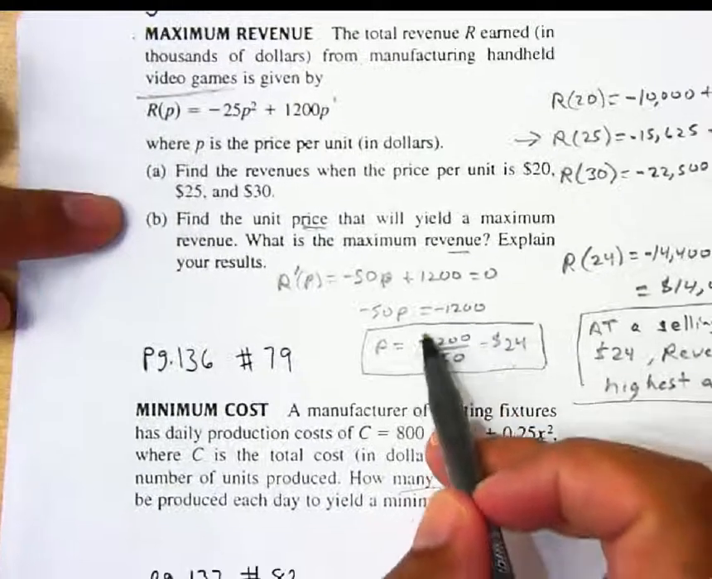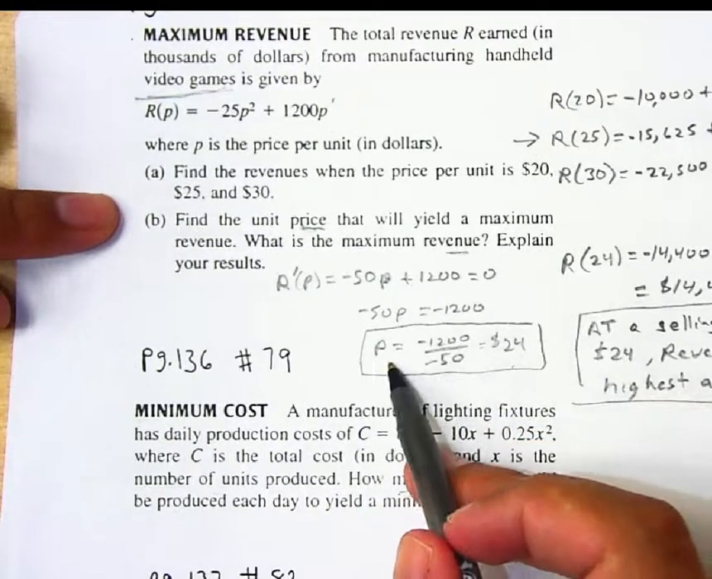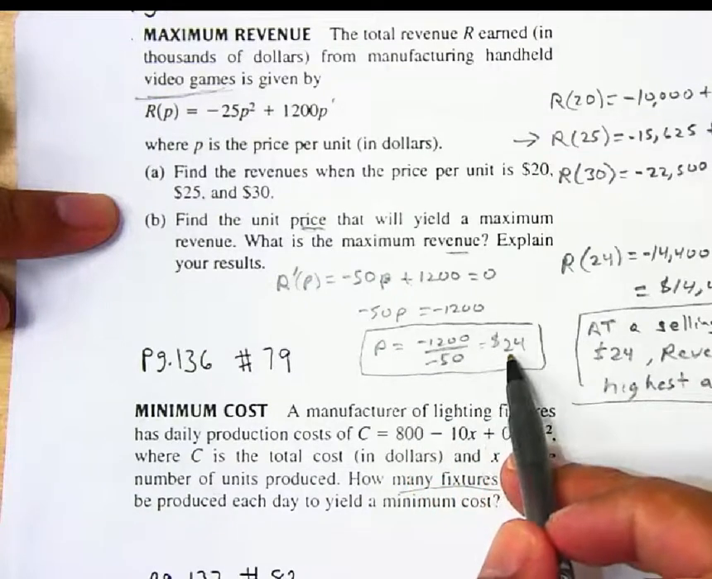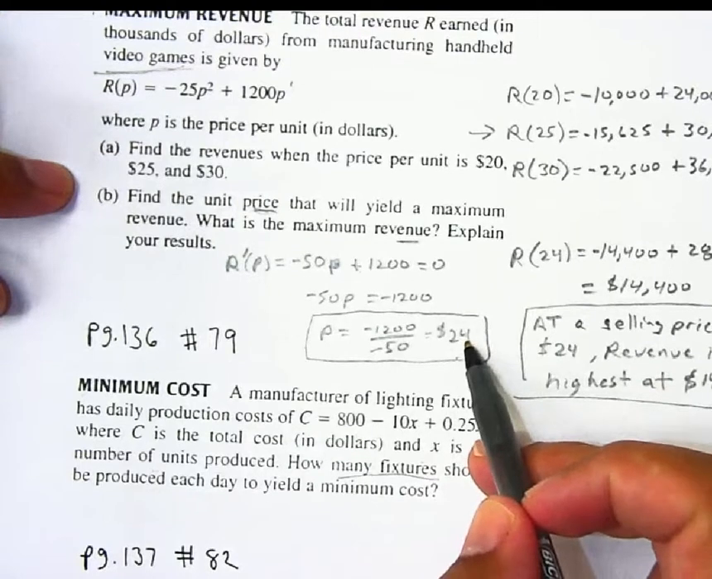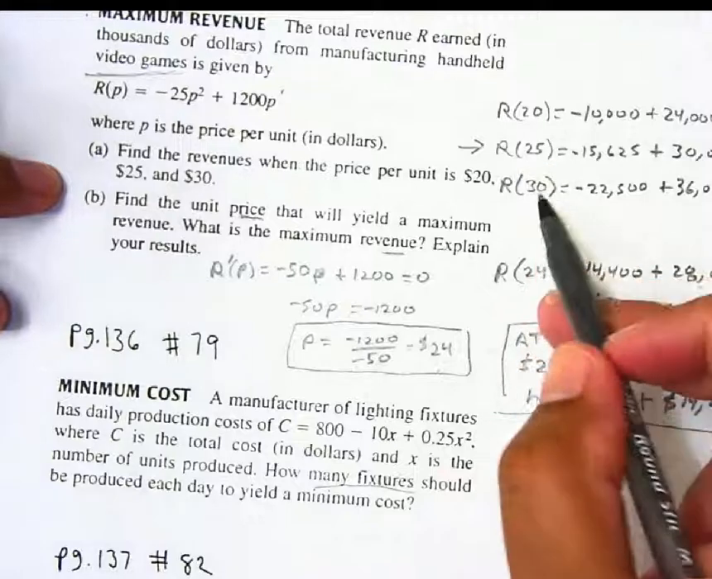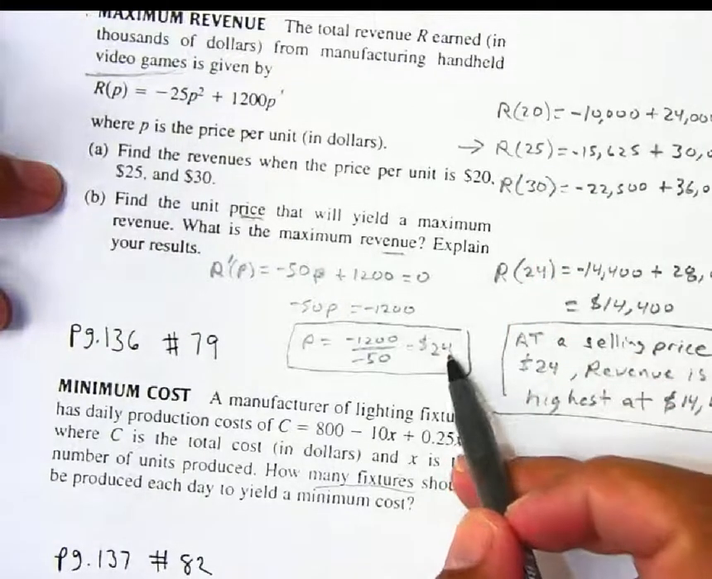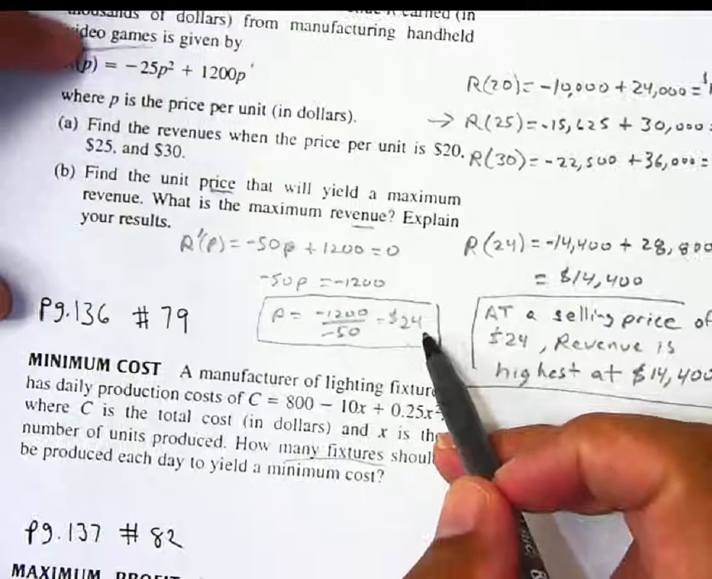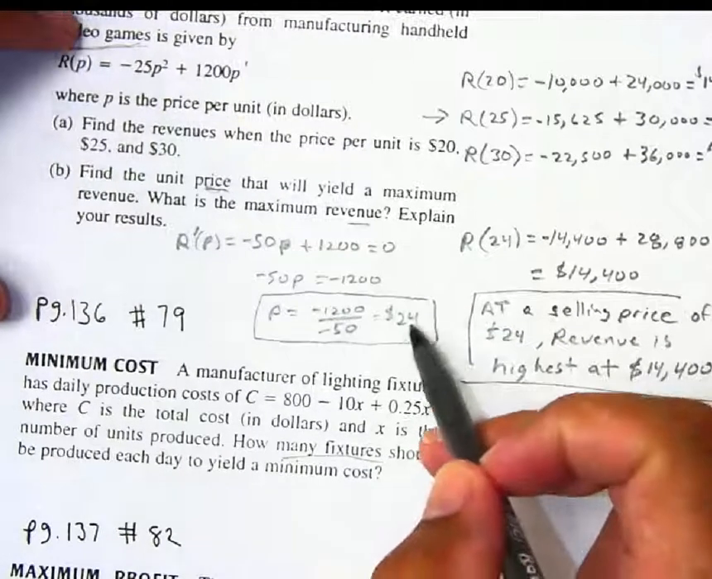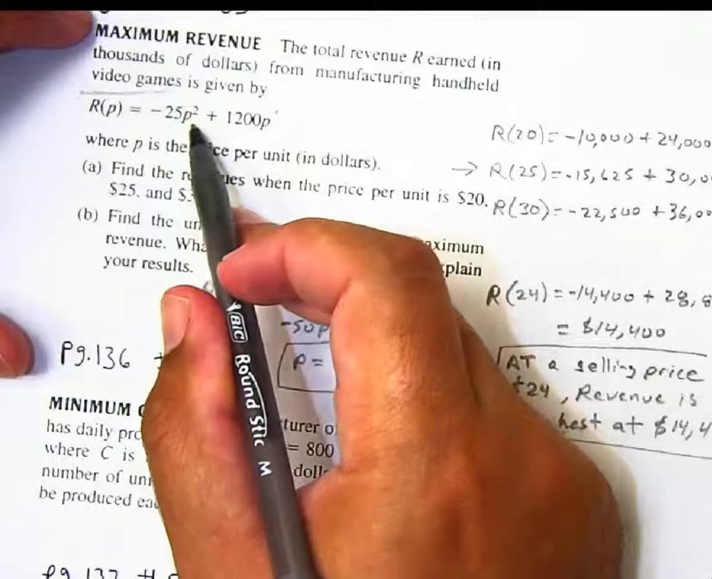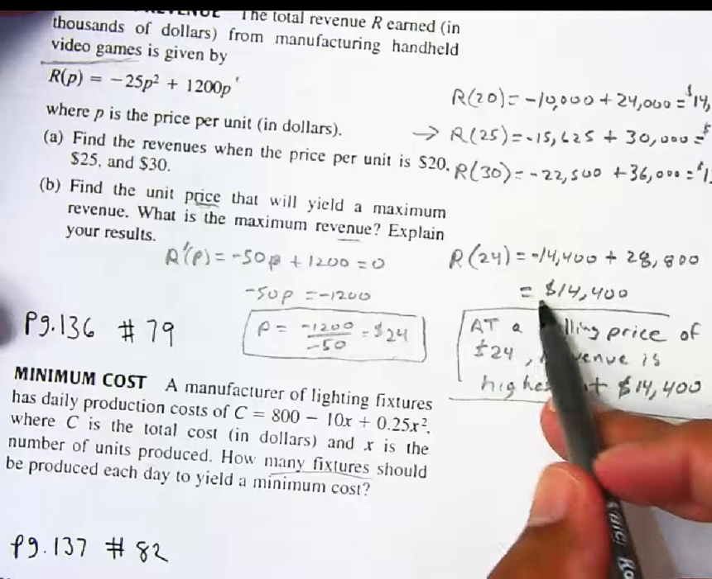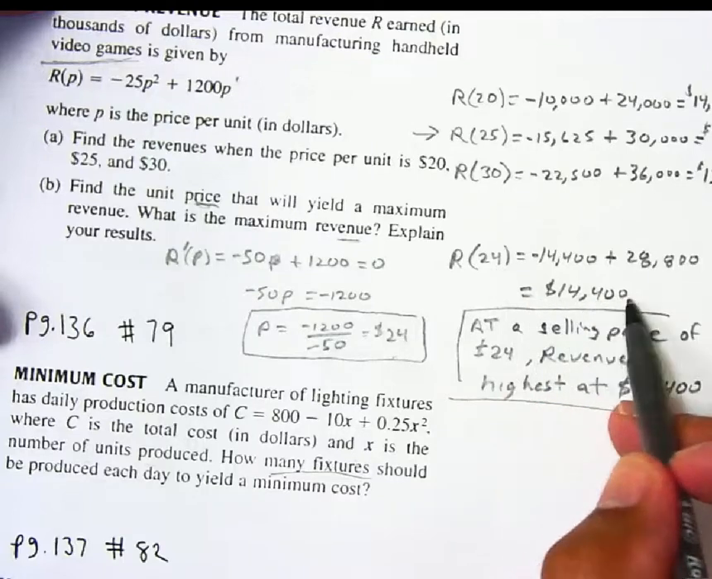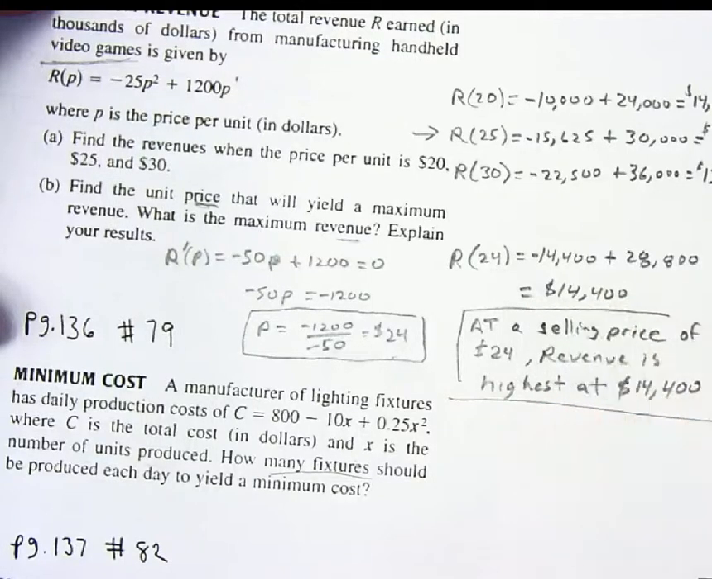So as you can see, I'm solving it, and I get P, the price of the video game, to be $24. So this is what's going to yield the highest revenue. Not 25, not 30, not 20. 24 will be better. And I'll show you in a second. All you have to do is take this 24 and plug it back into the original equation, and that's what I've done here. Work it out, and you can see that 24 indeed gives the highest money, the highest revenue.